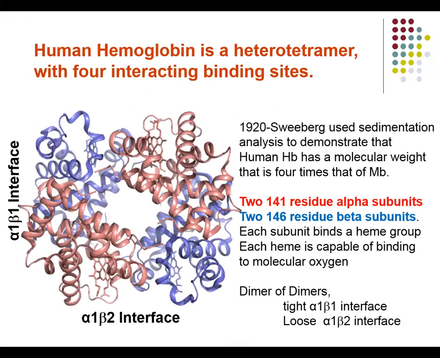Now, human hemoglobin is different from myoglobin. Myoglobin is a monomeric protein. Human hemoglobin is a tetrameric protein formed from 2 alpha chains, which are shown in red in this figure, and 2 beta chains, which are shown in blue. You have alpha 1, beta 1 interfaces, which are the alpha and betas along each vertical axis. And then you have an alpha 1, beta 2 interface as these 2 dimers interact with each other. So a better way of describing the hemoglobin tetramer is to say that it's a dimer of dimers.